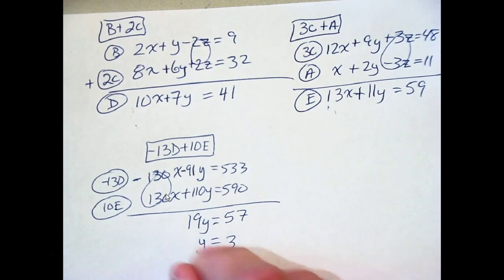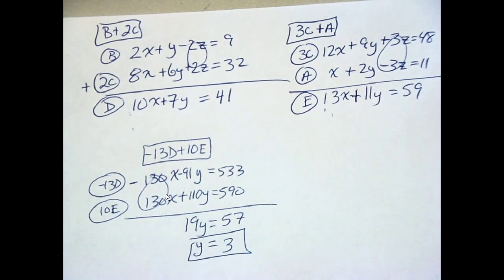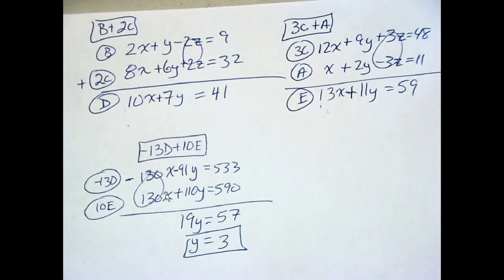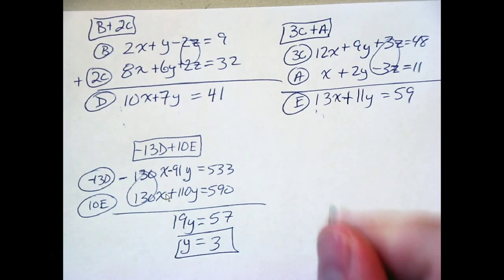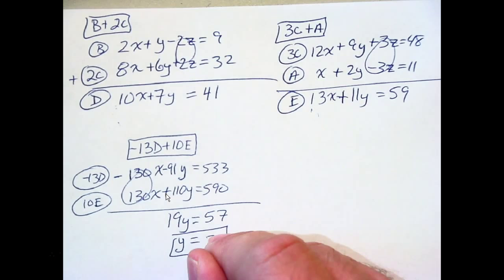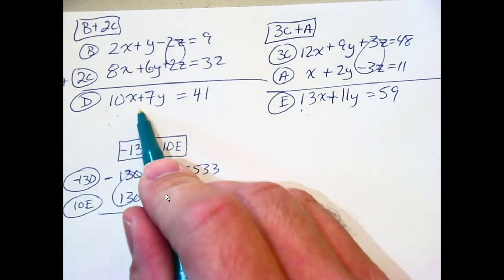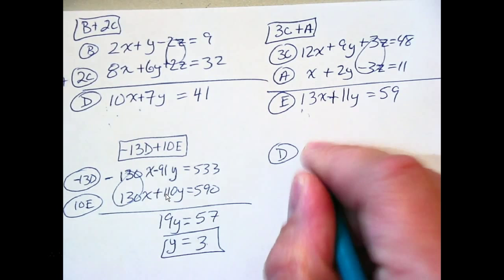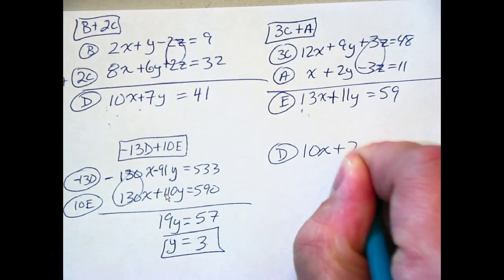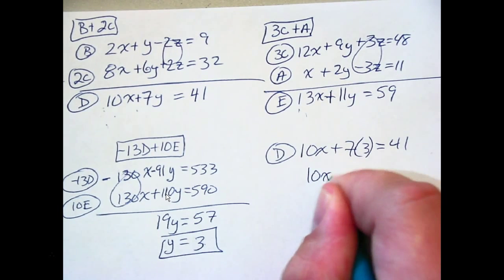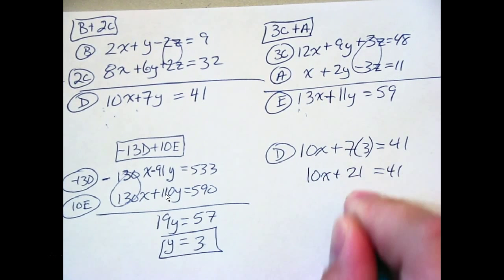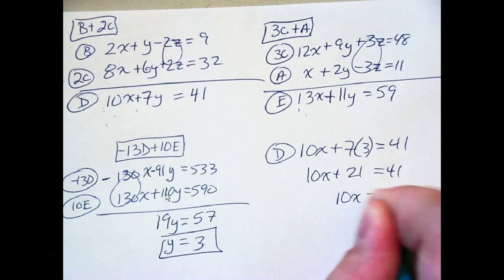By the way, if we would have solved for x first, it would have been much easier. You don't get all these big numbers, so sometimes when you get big numbers, try to solve for a different variable first. X drops out a lot nicer. But we already started this one, so we'll keep going. So I'm going to plug that into equation D here. So D, we get 10x plus 7 times 3 equals 41. 10x plus 21 equals 41. Subtract 21 on both sides.